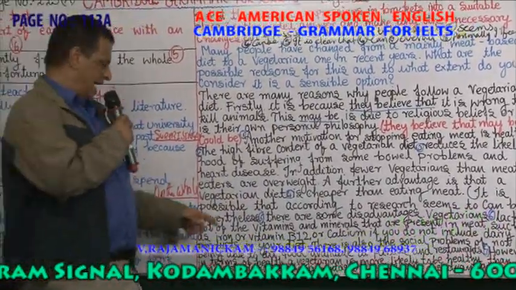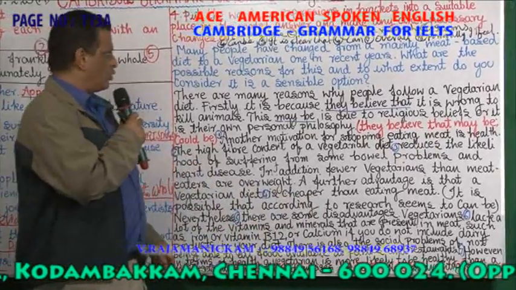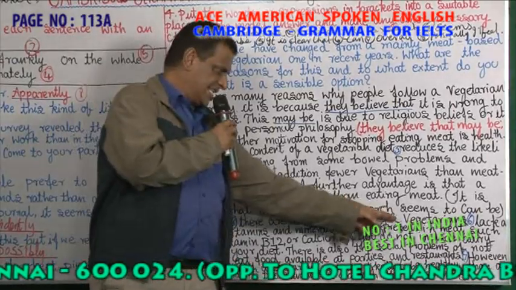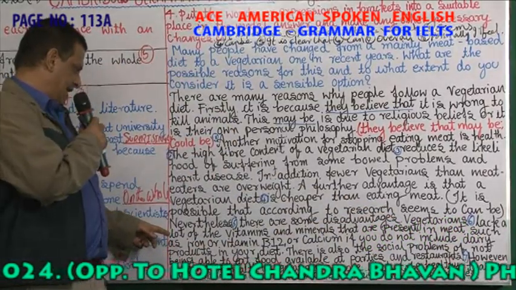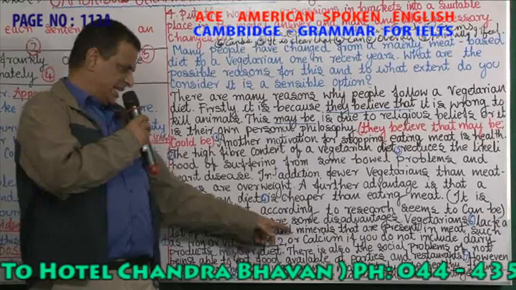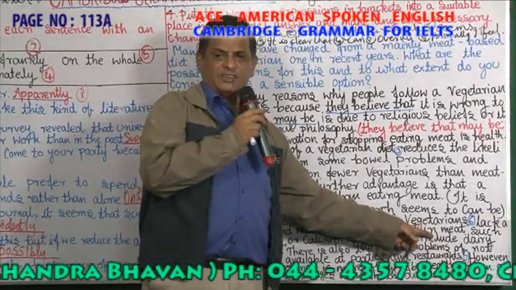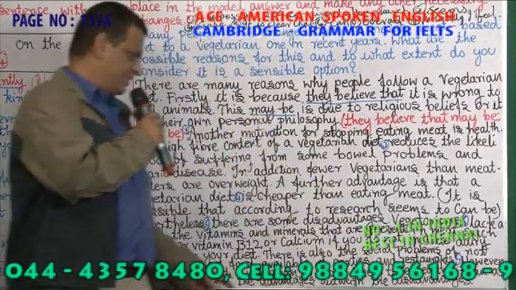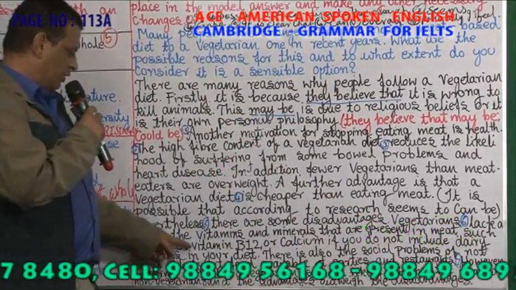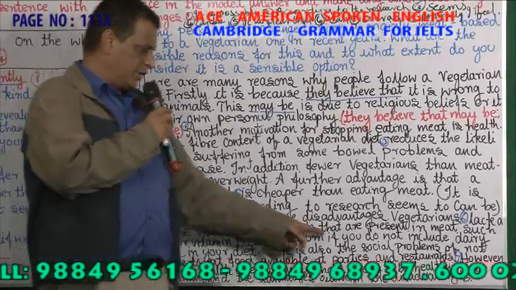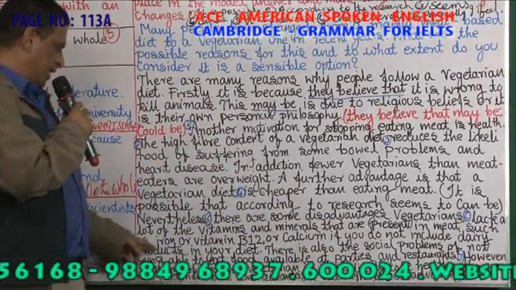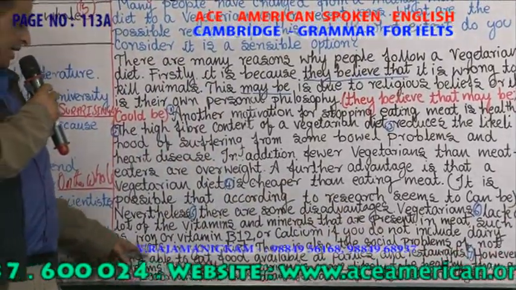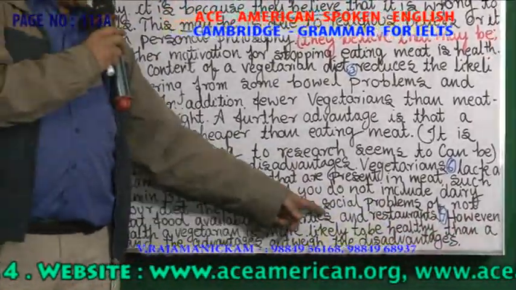Nevertheless, there are some disadvantages. Five: it is clear that vegetarians lack a lot of the vitamins and minerals that are present in meat. Vegetarians lose many nutritious vitamins, such as iron, vitamin B12 or calcium, if you do not include dairy products in your diet. There is also the social problem of not being able to eat food available at parties and restaurants.